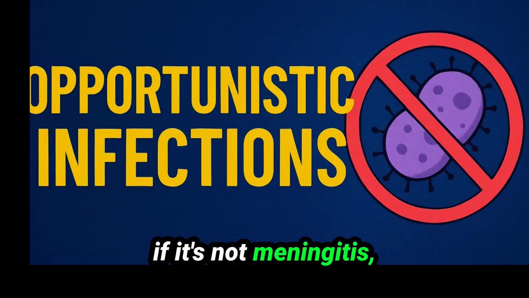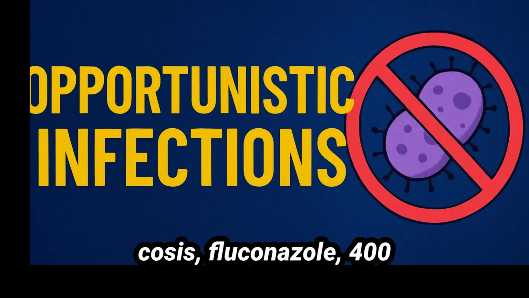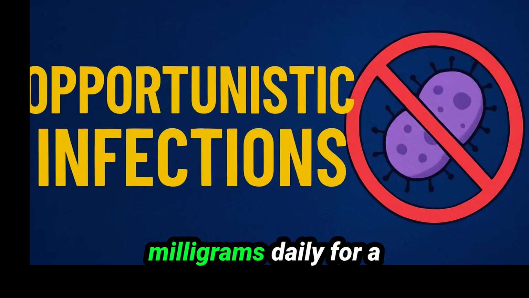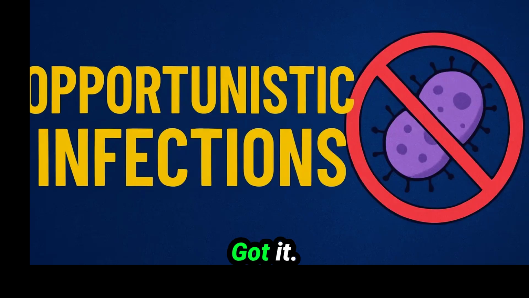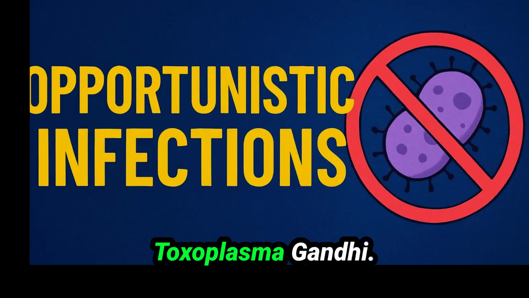And if it's not meningitis, like just in the lungs? For non-disseminated, non-meningeal cryptococcosis, fluconazole 400 milligrams daily for a year might be enough. Got it. Induction, suppressive, maintenance, clear steps. Okay, next up, Toxoplasma gondii.